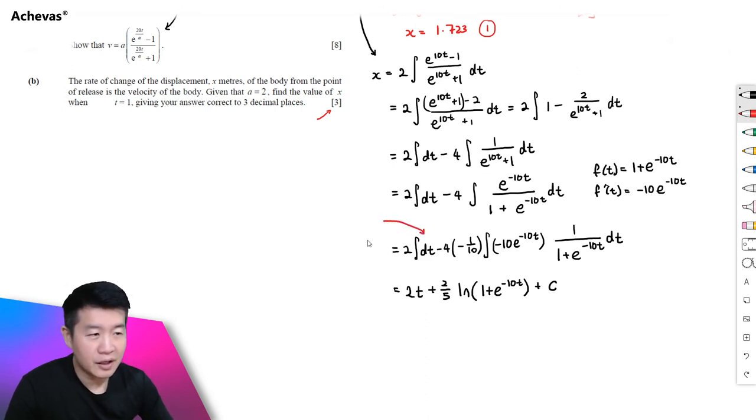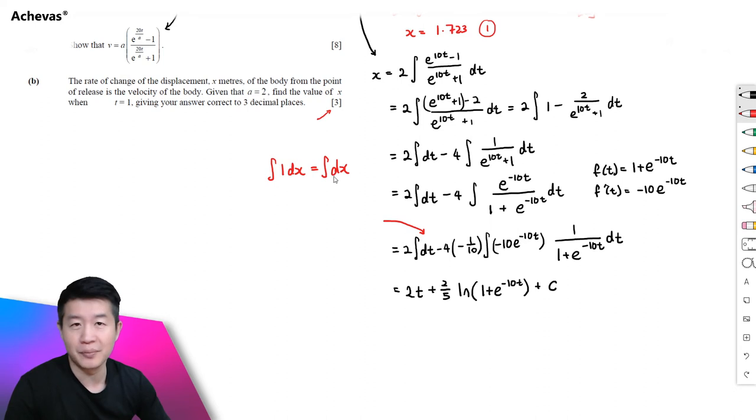Actually it is more common to write it as this. In general, if you are integrating 1 dx, very seldom people write it in this form. Most people, if you go and read textbooks, will just write it in this form. So it is not uncommon for us to see this. And this kind of notation, if you are not familiar with, it is good for us to take note of, just in case during the A-level they use notation like this instead of this.